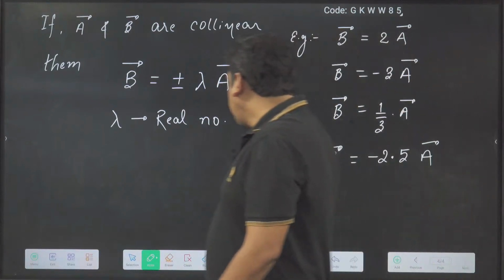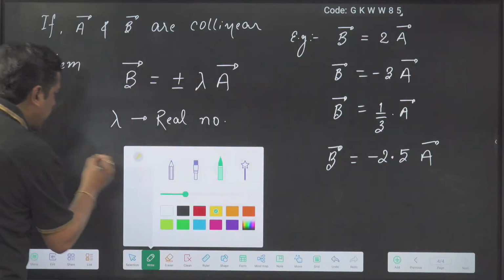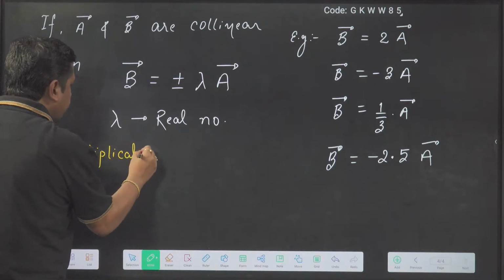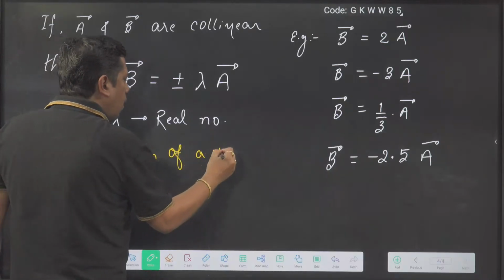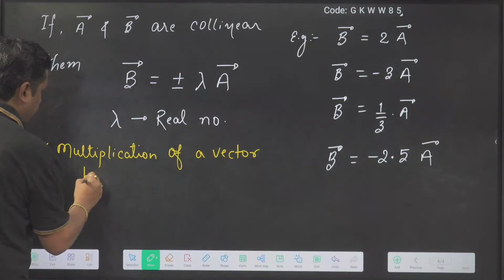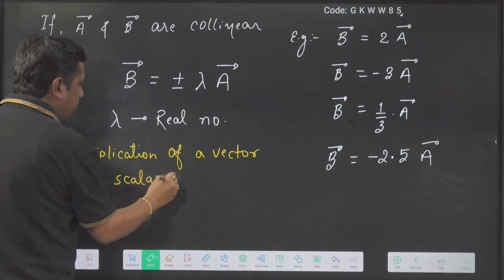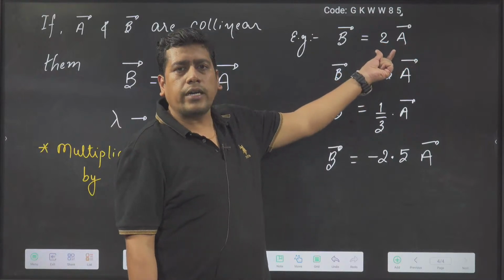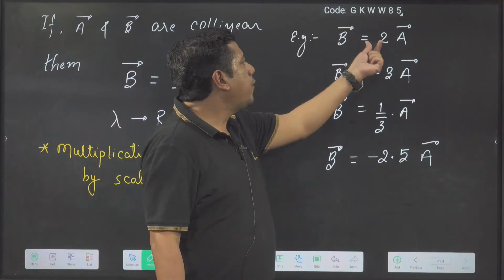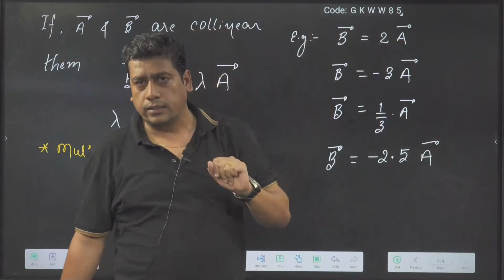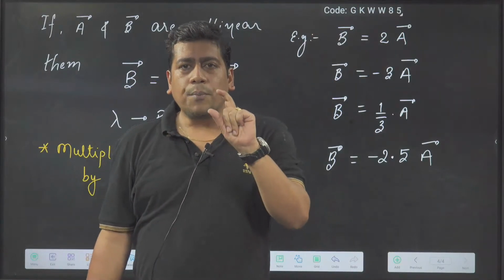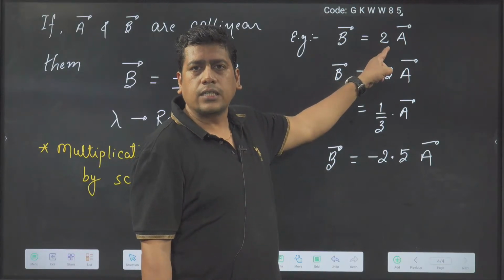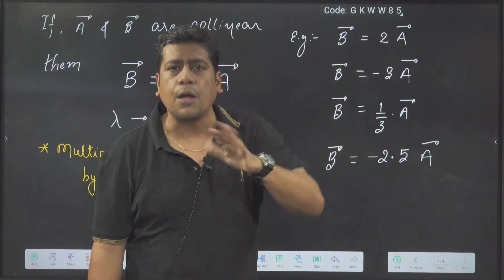Now, what happens, please understand this topic. Multiplication of a vector by a scalar. Here A is a vector, and 2 is a scalar quantity. It is just a number. So if you multiply a vector with a scalar, then what happens? The magnitude will change. Obviously, this number should not be plus minus 1, then the magnitude remains the same.